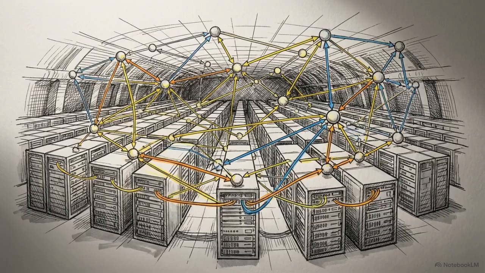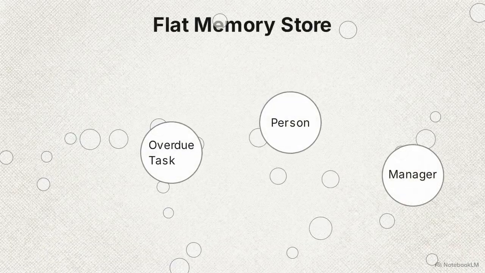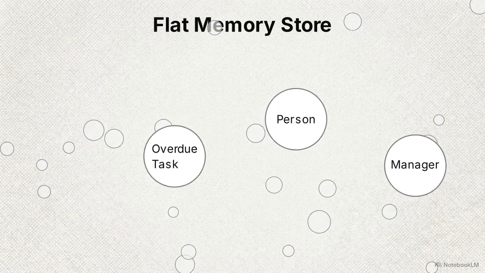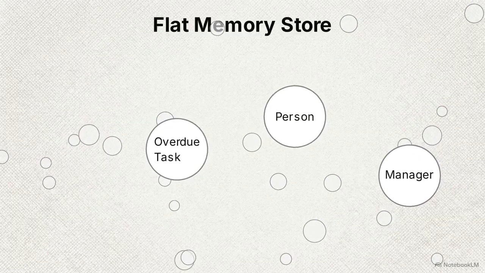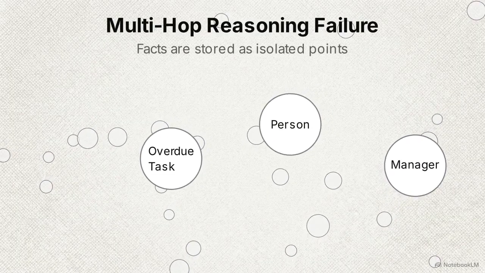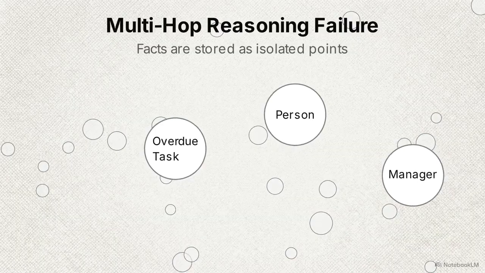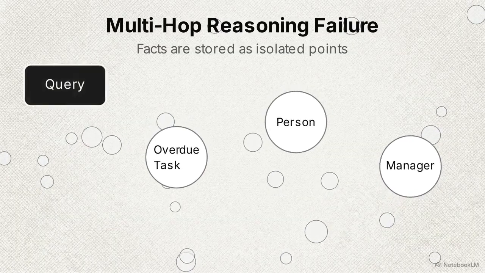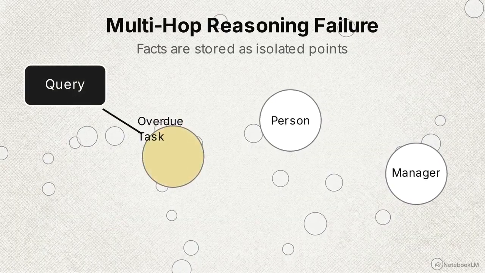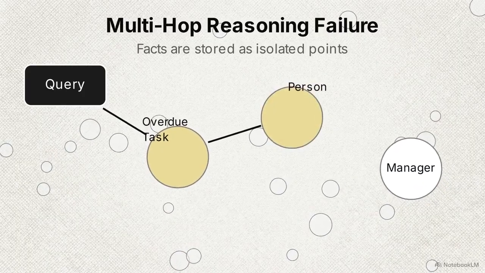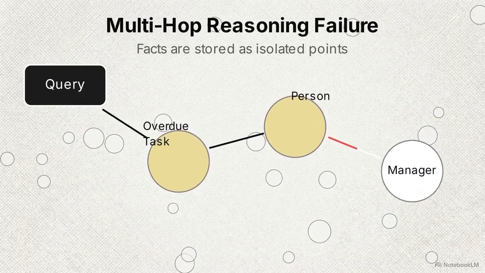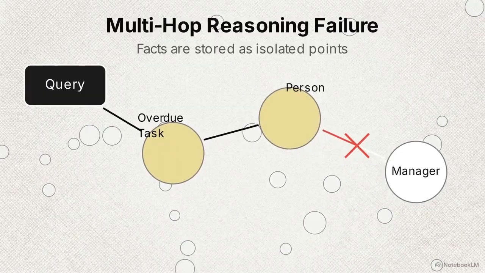In a production environment, enterprise systems manage thousands of interconnected data points, organizational hierarchies, project dependencies, and customer relationships. This scale exposes the first failure mode of flat memory stores, multi-hop reasoning. Flat stores cannot reliably chain facts across multiple connected entities. If you ask the system to identify the manager of the person assigned to an overdue task, vector search retrieves individual facts about the task and the person, but it fails to trace the path back to the manager.